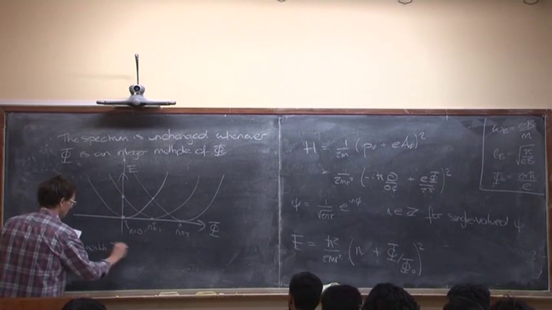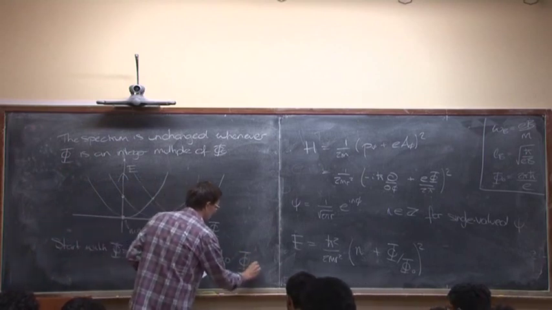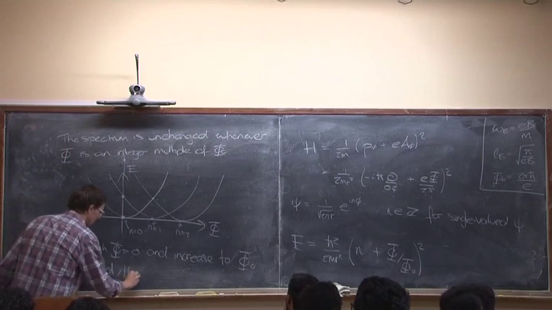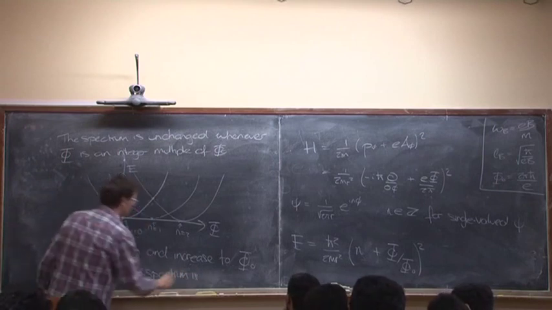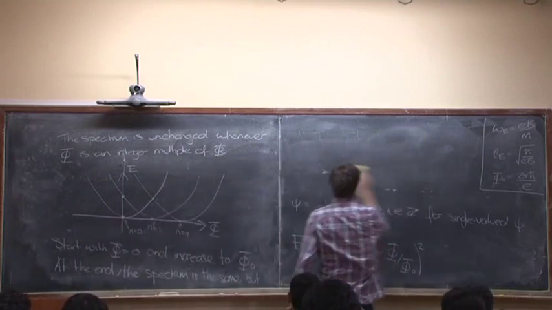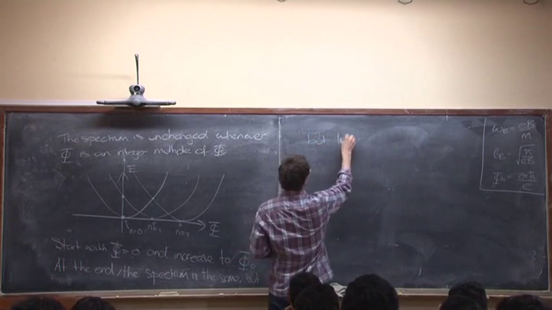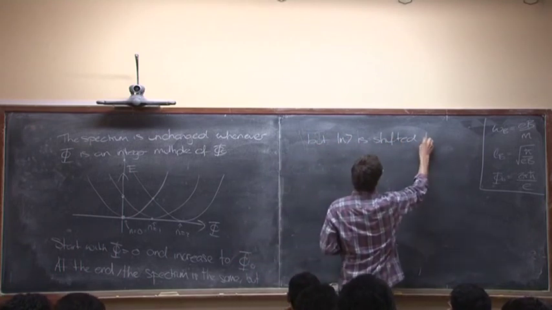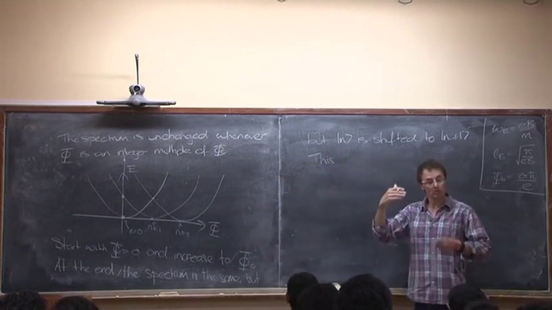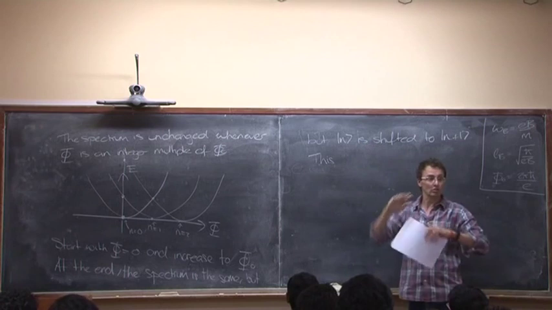So start with phi equals 0. Increase the flux. The spectrum is the same. But state n is shifted to n plus 1. And so this is an example of something that's called spectral flow. You change a parameter and the spectrum continuously morphs back into the original spectrum, but with all the states shifted.